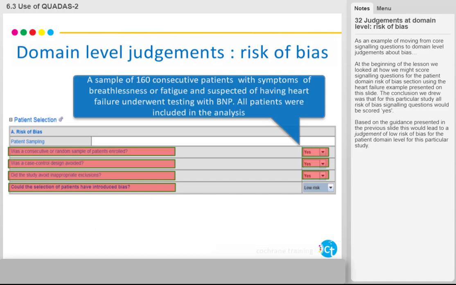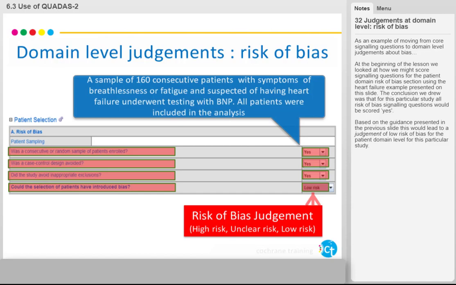As an example of moving from core signalling questions to domain-level judgments about bias, at the beginning of the lesson we looked at how we might score signalling questions for the patient domain risk of bias section using the heart failure example presented on this slide. The conclusion we drew was that for this particular study, all risk of bias signalling questions would be scored yes. Based on the guidance presented in the previous slide, this would lead to a judgment of low risk of bias for the patient domain level for this particular study.